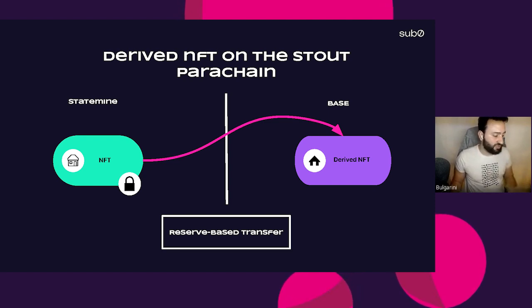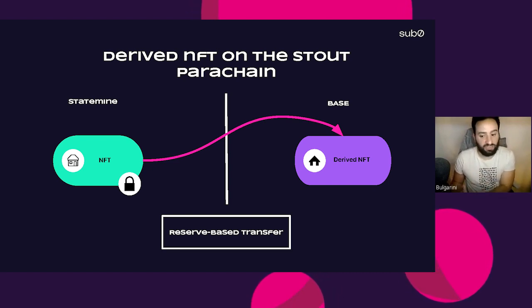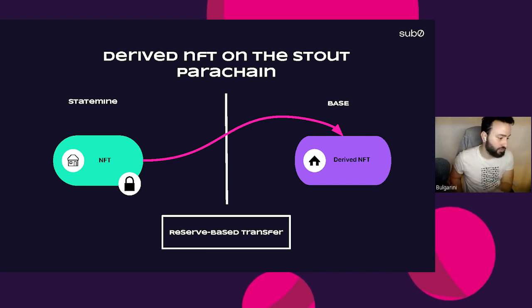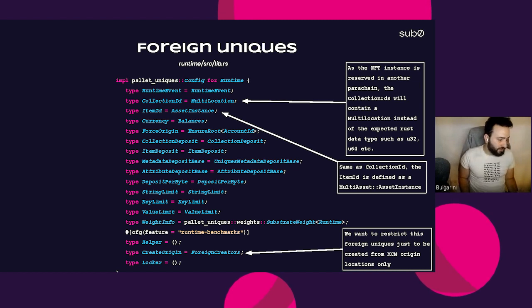This means that on the reserve, we are locking it, and we are creating a representation of the derived version on the destination. And this is basically what we are going to do with this NFT. So now, yes, we are going to speak more about code in depth, all right?